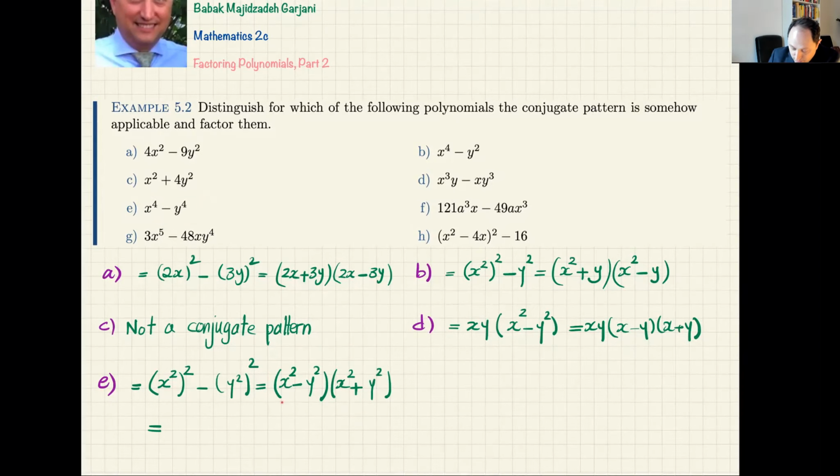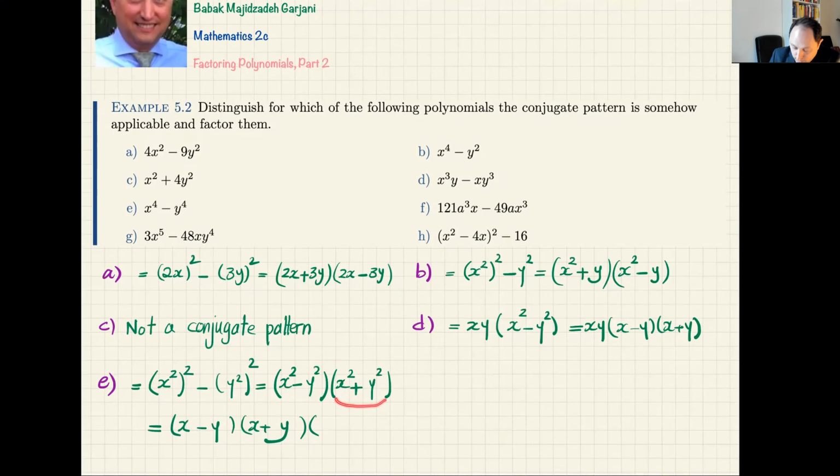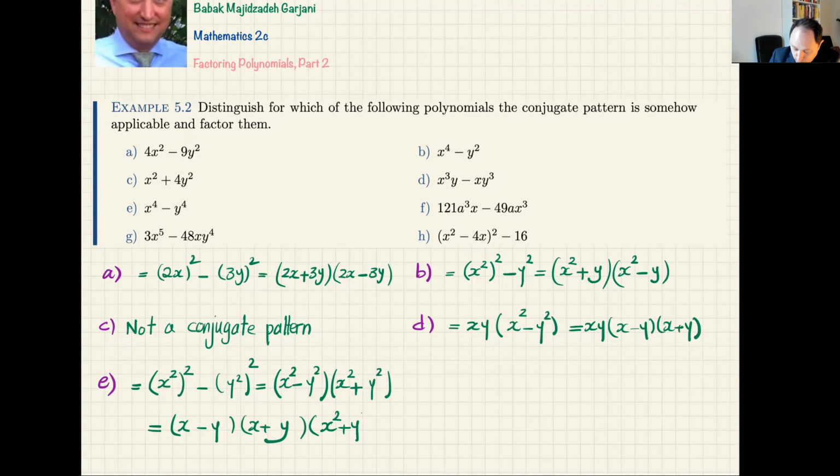The reason is that this factor on its own can be factorized more, because this is again a conjugate pattern. So there is no X to the 4 involved. I will put two pairs of brackets for this one and factorize it using the conjugate pattern. So it becomes (X minus 1)(X plus 1)(X minus Y)(X plus Y). And for this one, I cannot do anything, because this is the sum of two completed squares. The sum of two completed squares is not the conjugate pattern, so I cannot factorize it anymore. So I have to copy and paste it like this.